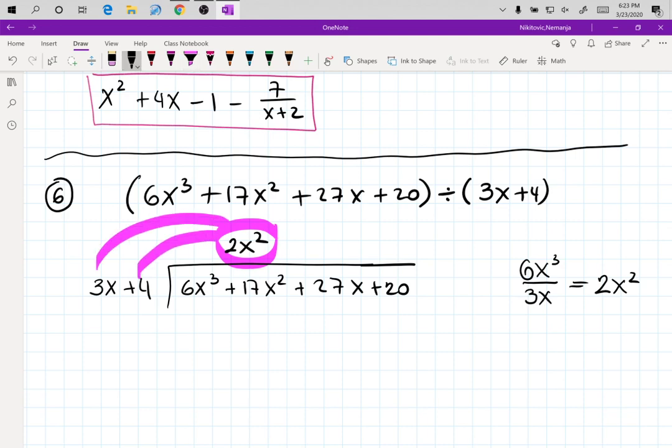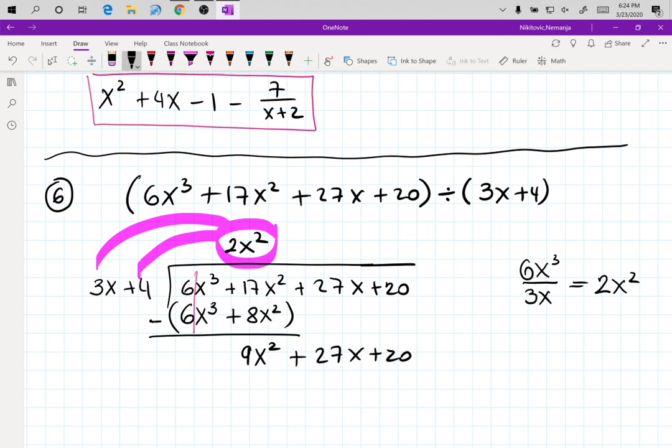So we have 2x squared times 3x, which is 6x cubed. They better match. Every time they better match. And then plus 8x squared. So now we put the minus there. We subtract. The first one always better cancel. And the second one is 17 minus 8, which is 9x squared. And then we copy the rest of the problem. You are done with the first one.